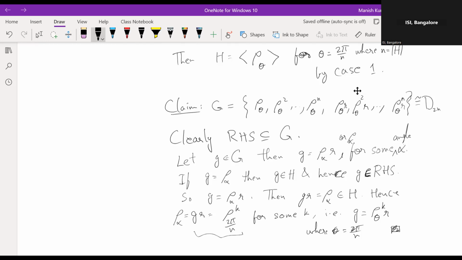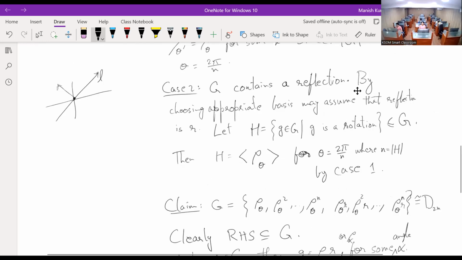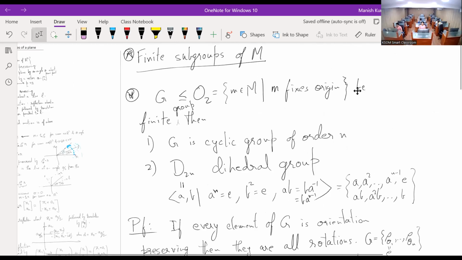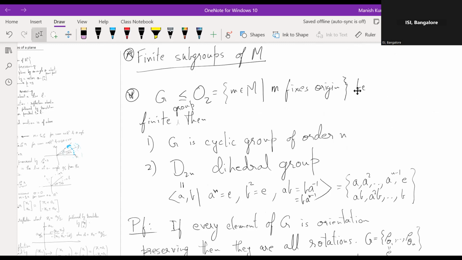Is that okay? Yes, so this completes the proof that every finite subgroup of O2 is indeed either the cyclic group or D2N. You can't get anything else.